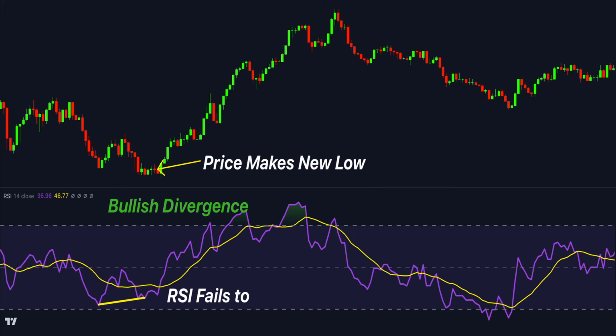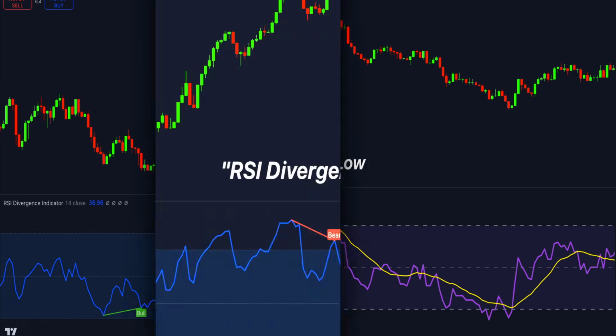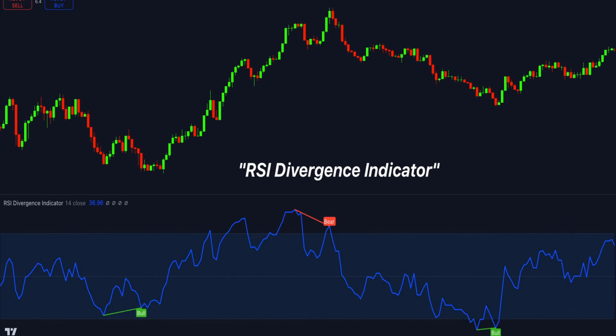For a bullish divergence, we need the price to make a new low while the RSI fails to. A bullish divergence signals price could be coming near a bottom and might reverse upward soon. Luckily, TradingView has a built-in tool that helps us with seeing bullish and bearish divergences. If you're confused on if you're correctly identifying a divergence, this indicator can easily show and label them for you.